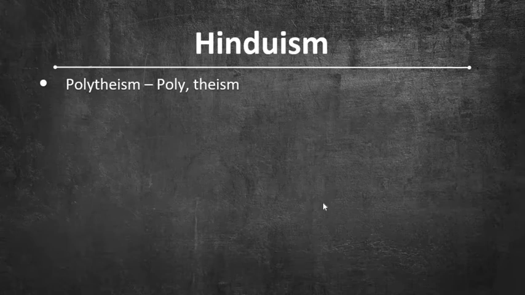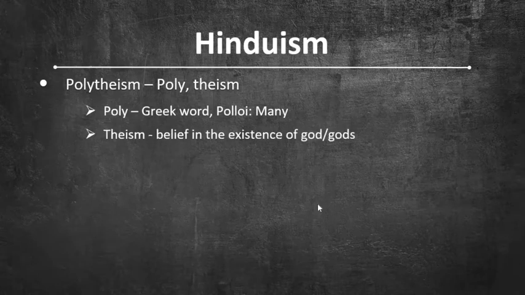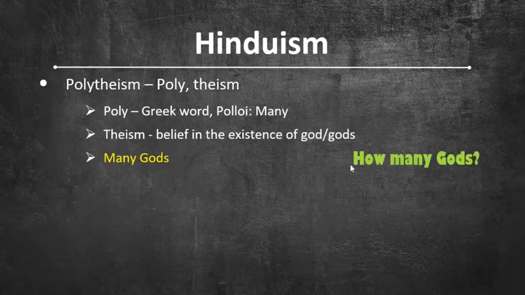Polytheism: you break the word up into poly and theism. Poly is the Greek word which means many, and theism is belief in the existence of God or gods. So polytheism is many gods. Quick question: does anybody know how many gods are in Hinduism?